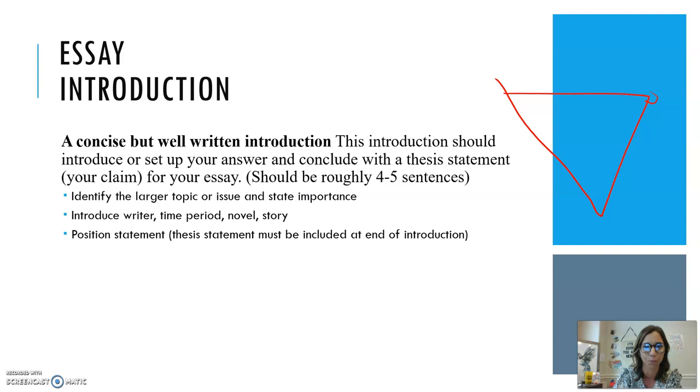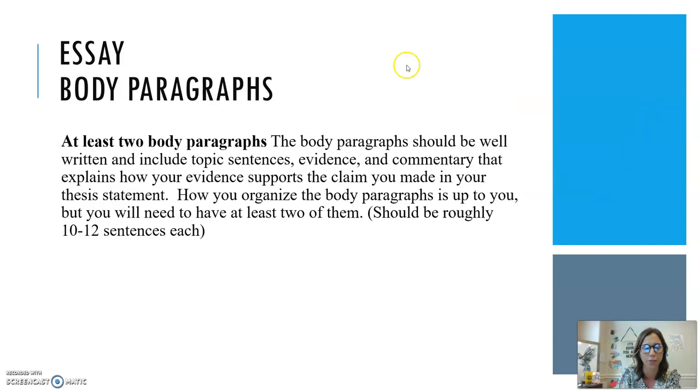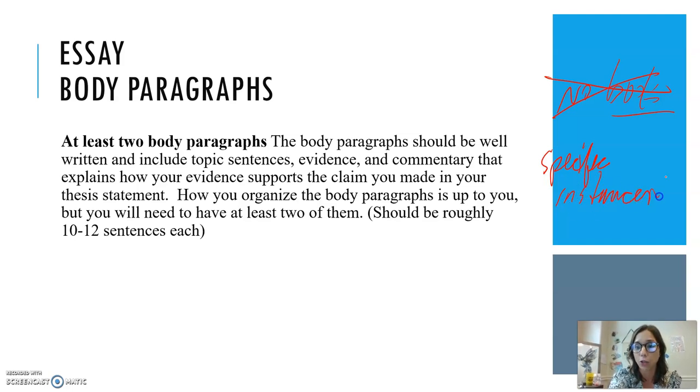You make a claim. 2 body paragraphs, about 10 to 12 sentences each. You can organize them however you wish. They do need strong topic sentences. And you are not using specific quotes. No book. You cannot use your book. You're going to refer to specific instances, specific characters, specific setting, events or plot points, as you go through, and then you'll talk about them.